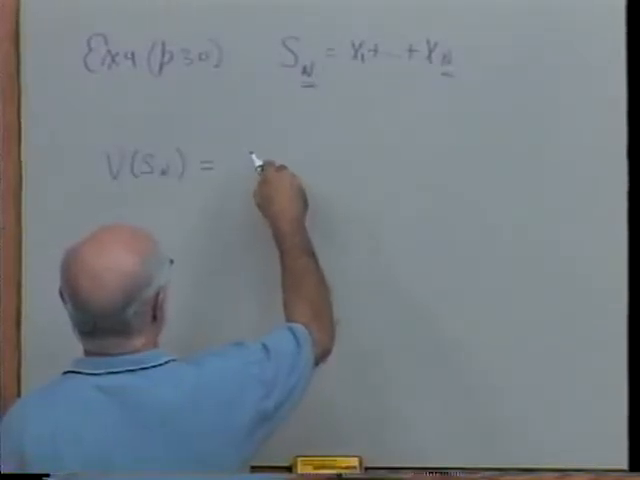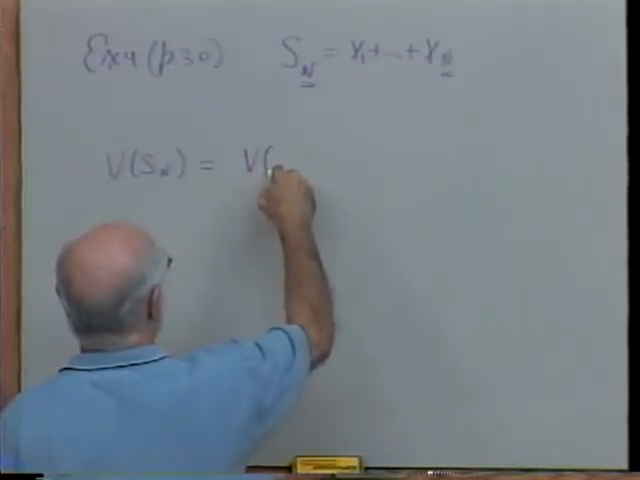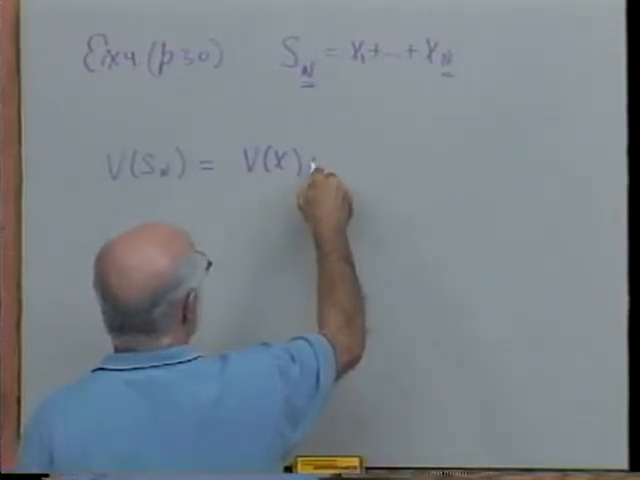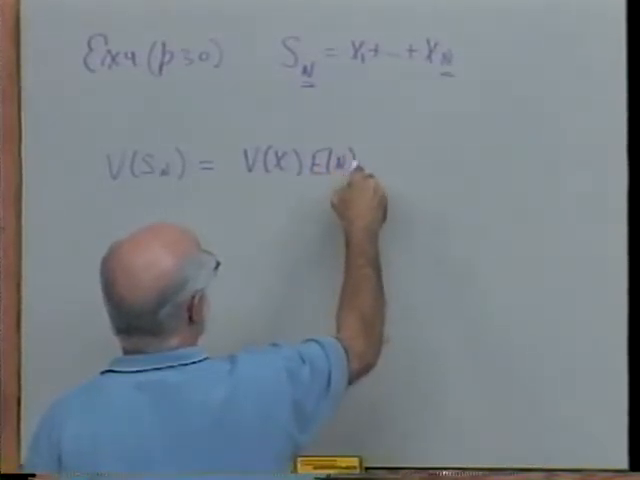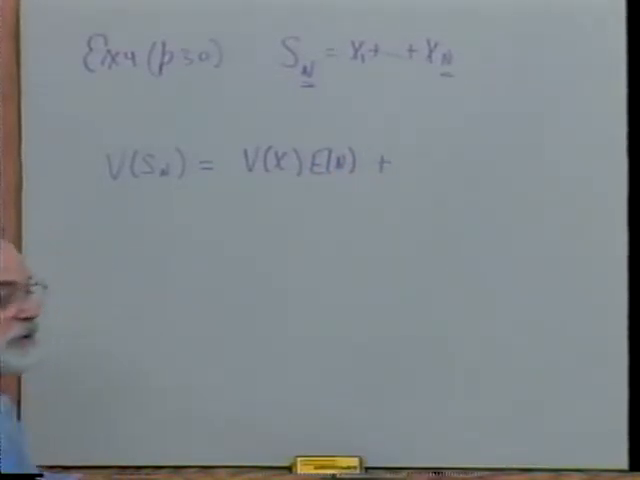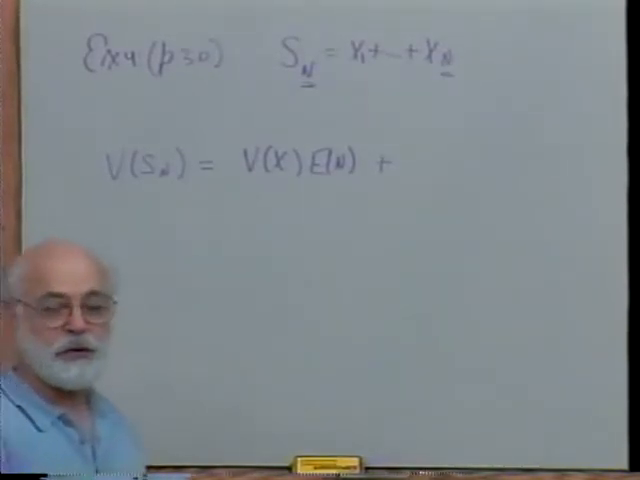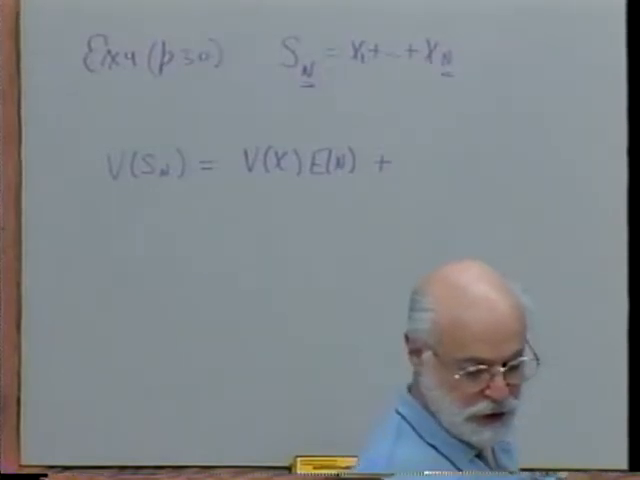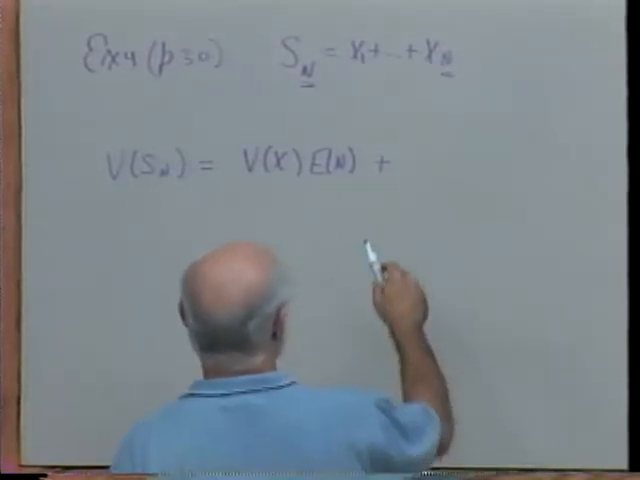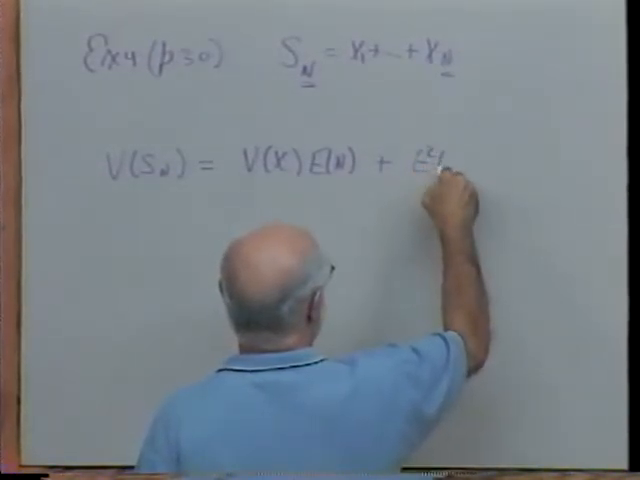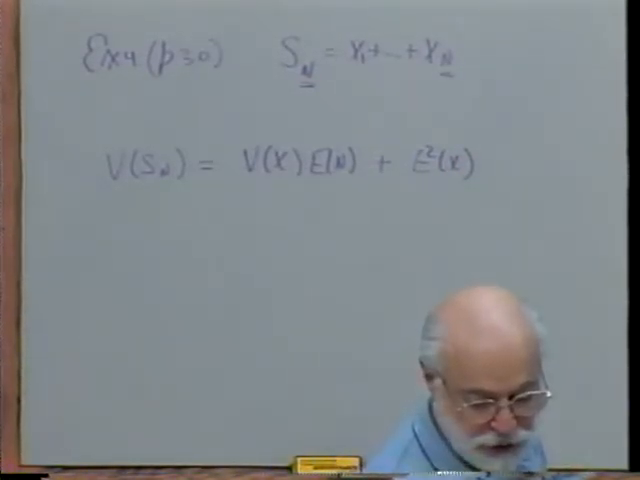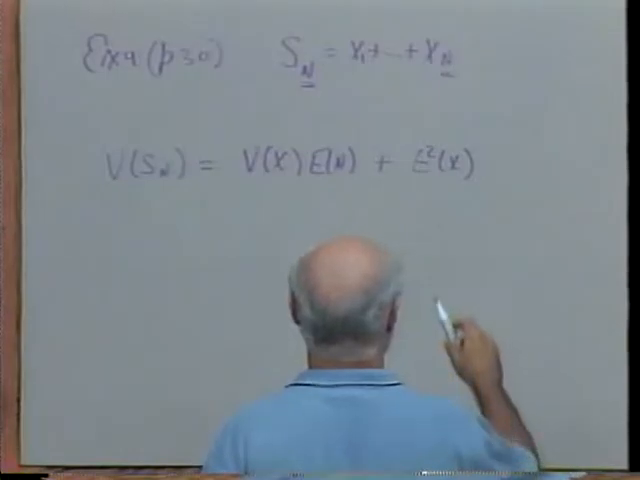Okay, the answer is, well, first of all, I take the variance of the x's, and I multiply that variance by the expected number of x's that there are. That's sort of common sense. You would expect that term. But then there's a second term, which is the square of the expected value of the x's times the variance of n.